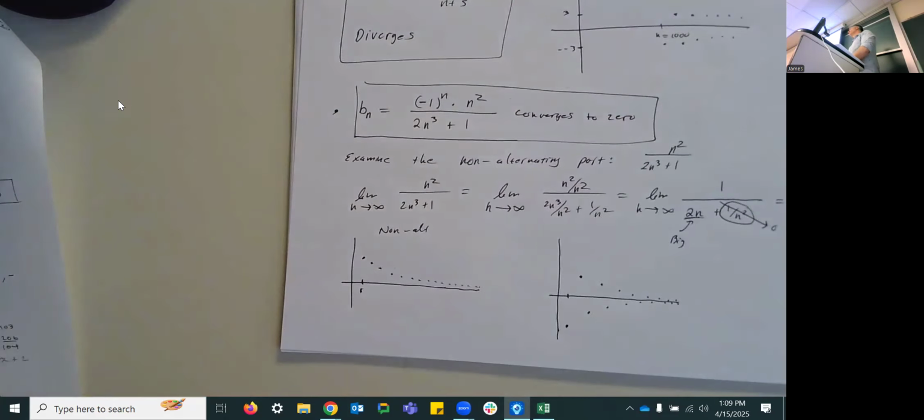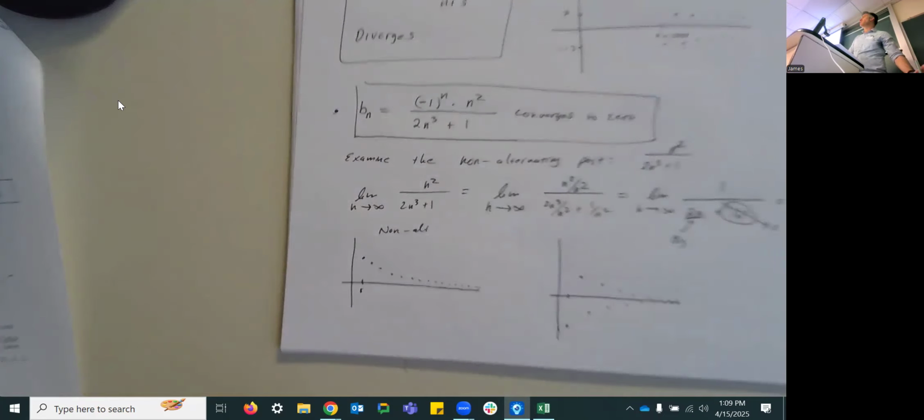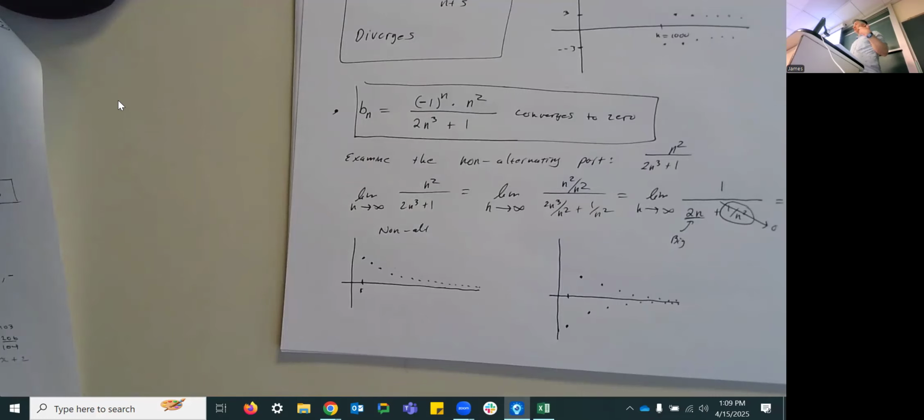I'll say it again. An alternating sequence. No, that's not true. It's kind of true, but most of the time, if you have an alternating sequence that's just going positive, negative, positive, negative, positive, negative, it has to converge to 0 if it's going to converge.